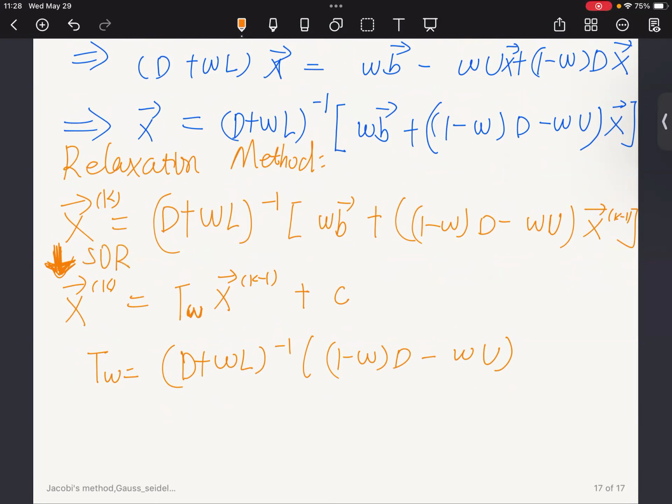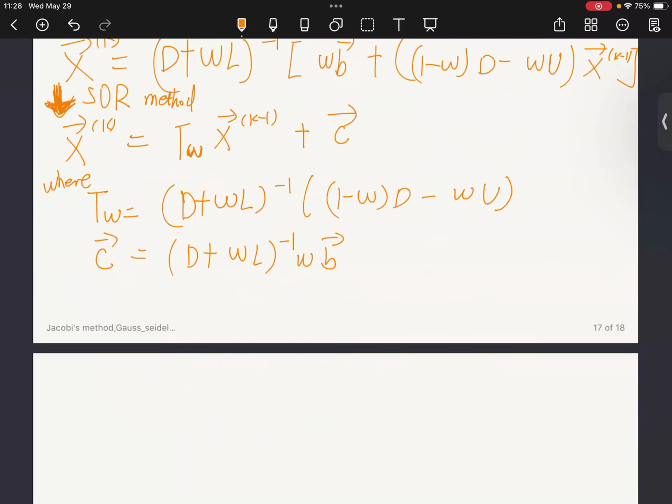This is the SOR method. And for the C vector, it's just the constant vector, and it equals D plus omega L inverse, and then times, let me see, am I right? Times the omega and then B vector. Okay, where these two, the matrix and vector, are as above, and this is the SOR method.